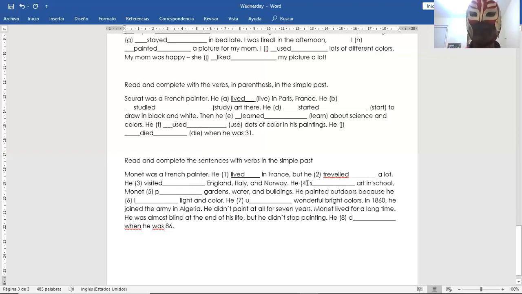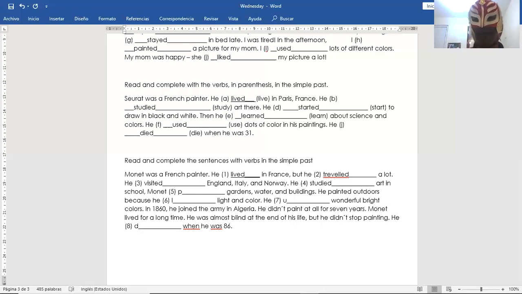A verb that begins with letter S. Yes, study. And you have to write it in simple past because study is a regular verb using ED. He studied art in school. Okay, Monet, a verb that begins with letter P. Monet painted, paint. And in simple past, it's painted. Monet painted gardens, water, and buildings.